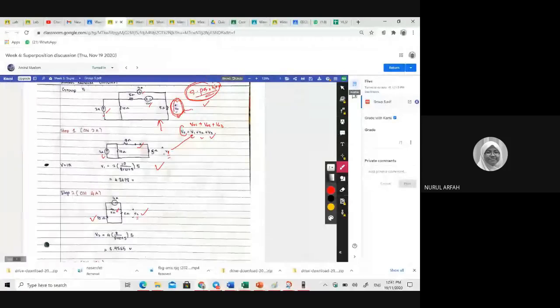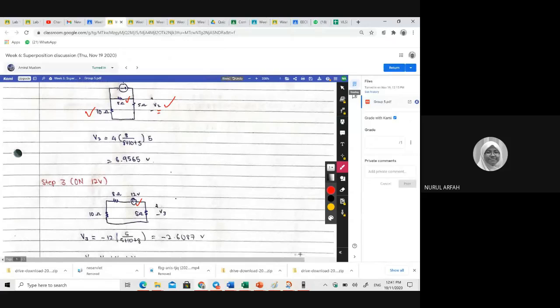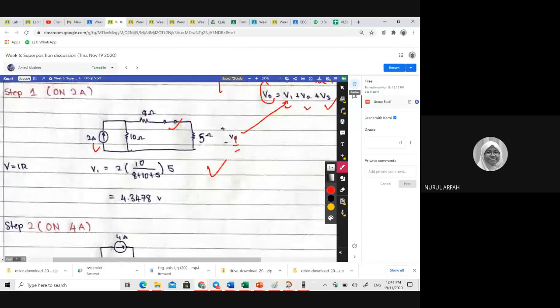And then the last part, you're going to turn on this and then turn off the rest. So this is correct. And this is also correct, V3. And then look at your method to answer this because they are in parallel with, wait. Are you using voltage divider? No, no. Okay, it's okay.